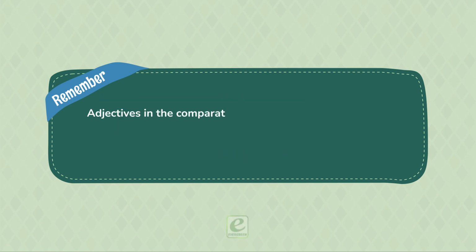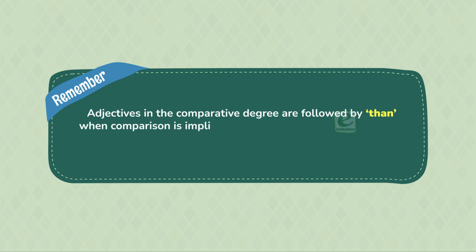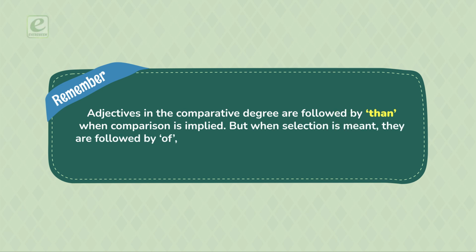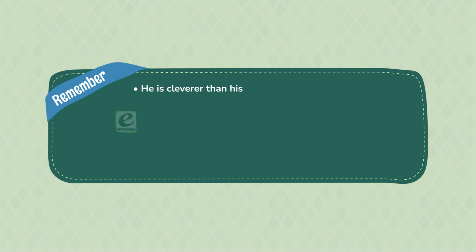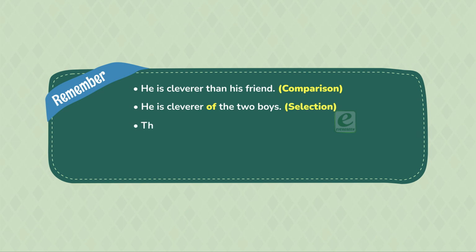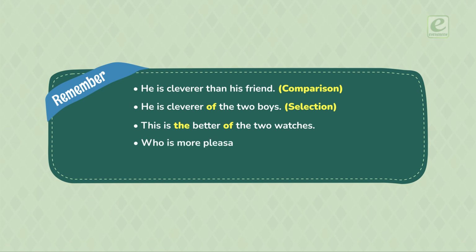Adjectives in the comparative degree are followed by than when comparison is implied, but when selection is meant, they are followed by of, the being placed before the comparison, as he is cleverer than his friend, comparison. He is the cleverer of the two boys, selection. This is the better of the two watches. Who is more pleasant, Rakesh or Sohan? Which is the wiser of the two?